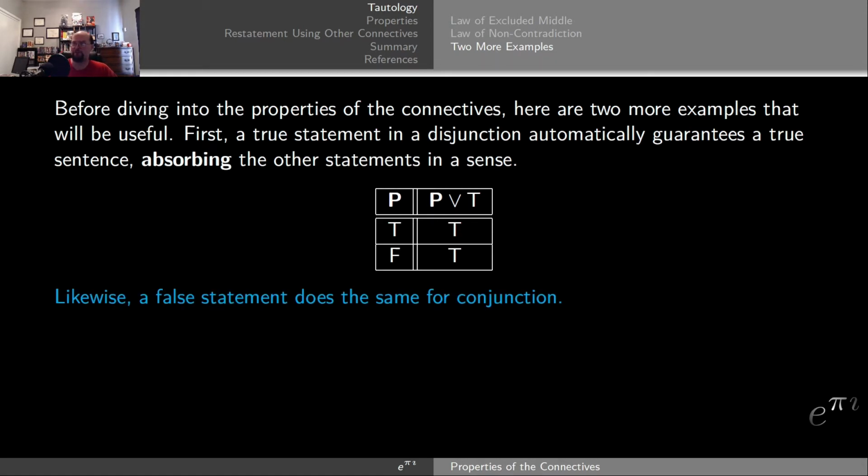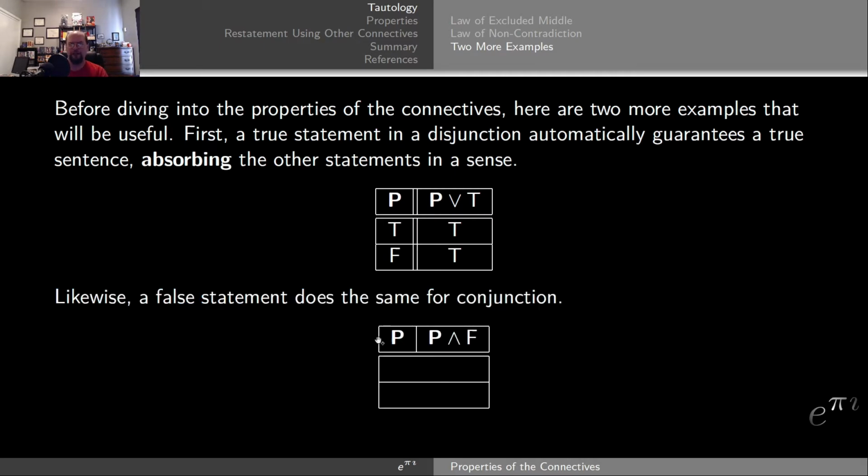Likewise, a false statement does the same thing for conjunction. So that is, if you have a false statement show up in a conjunction, it absorbs all of the other statements, making the entire conjunction false. So let's take a look at it. If I have a proposition P, and I conjunction with something I know is false, well, if P is true, then true conjunction with false is false. On the other hand, if P is false, false conjunction with false is also false, giving me a contradiction. The falseness in a conjunction absorbs all of the others, making the entire statement false. So both of these are absorbing in a way. True absorbs everything else in a disjunction, false absorbs everything else in a conjunction.